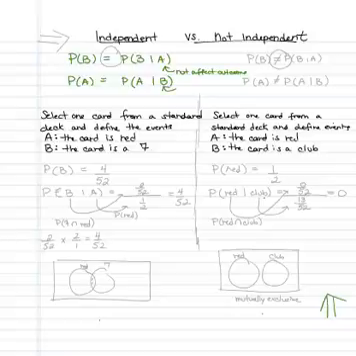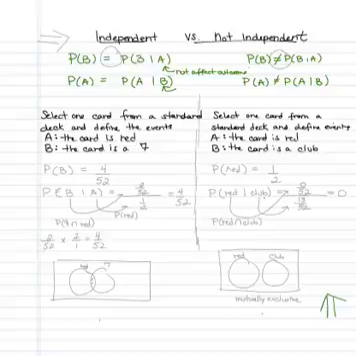So if it fails, then it's considered not independent. That would be where the probability of an event occurring does not equal that event occurring given something else. And I'll give you some of these examples so that you can see.